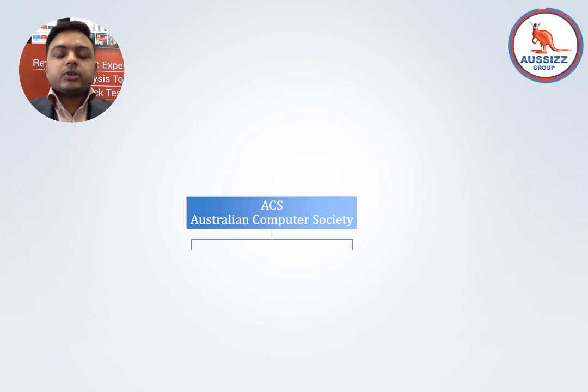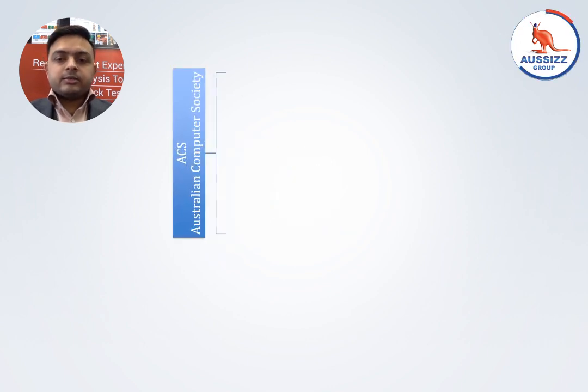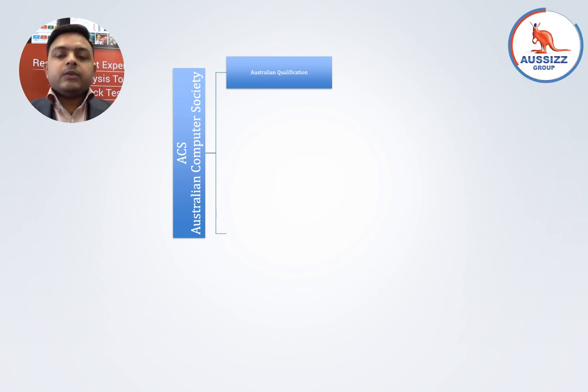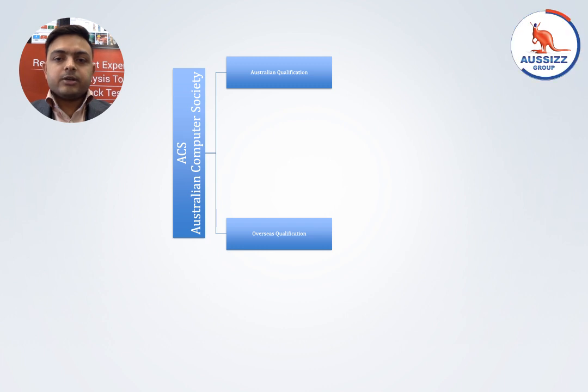Now, the Australian Computer Society has two major sections. One is what they consider an Australian qualification, which is a bachelor's or higher degree, and what the person needs to do in order to get a positive skills assessment if they have an Australian degree, and what the person needs to do if they have a bachelor's degree or higher which is an overseas degree.